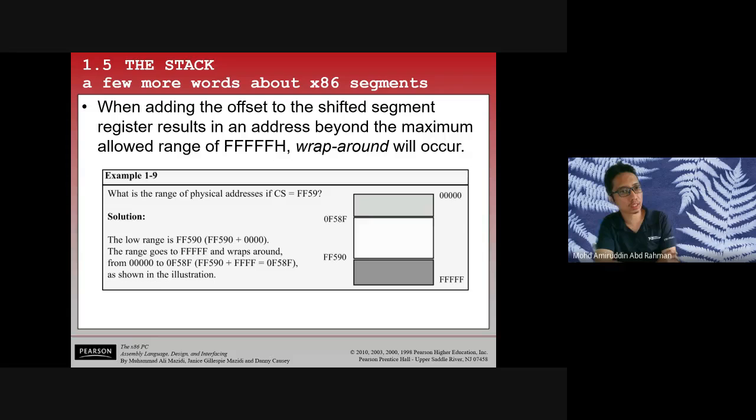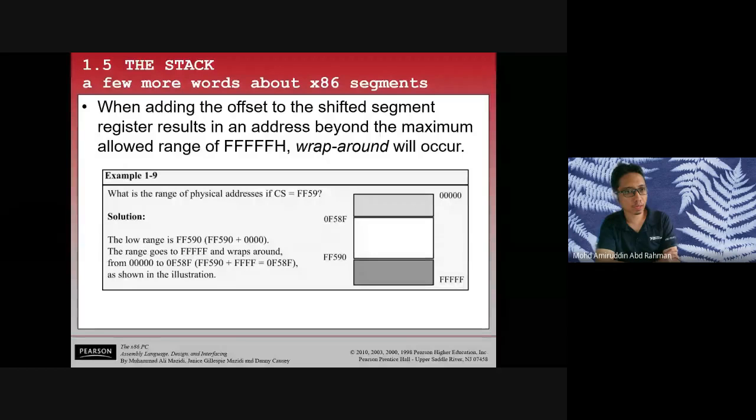For example, what is the range of physical addresses if CS equals FF59? The lower range, so we add 0 at the back, is FF590. And then how about if we add FFFF, which is the upper range? Because we want to know what is the upper range of that, it will wrap around. So we add FF590 plus FFFF.